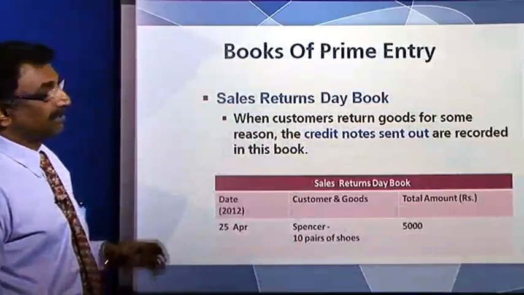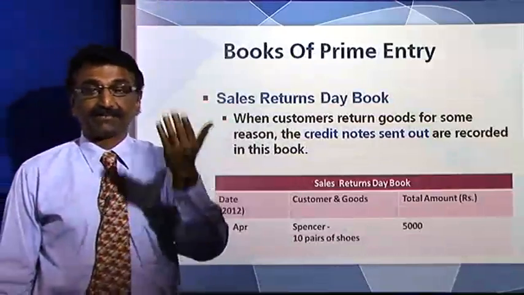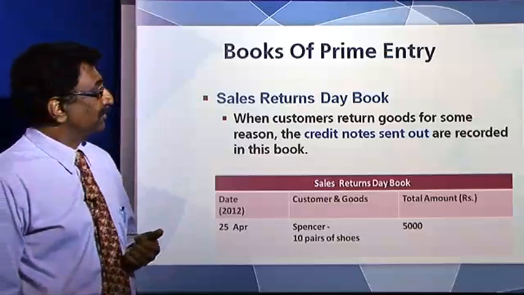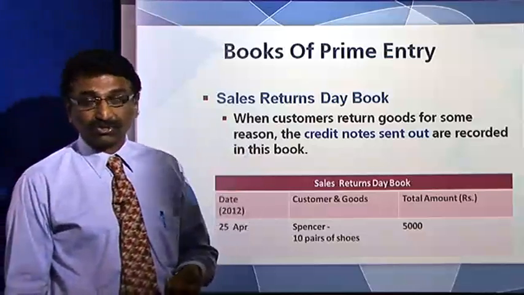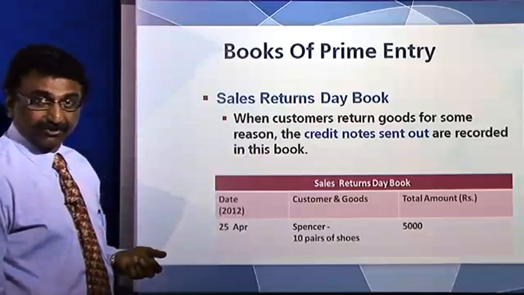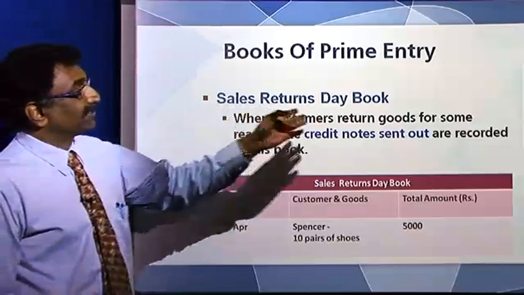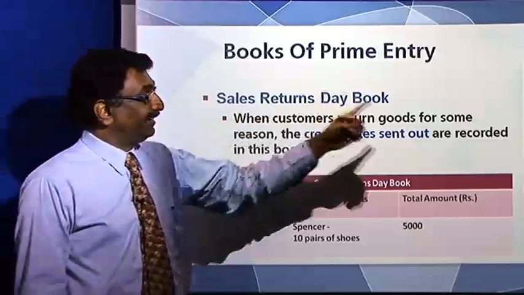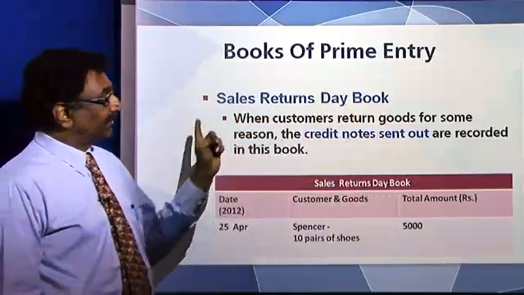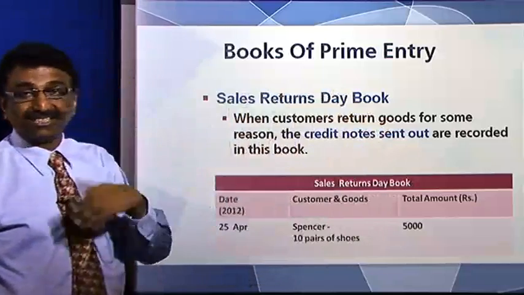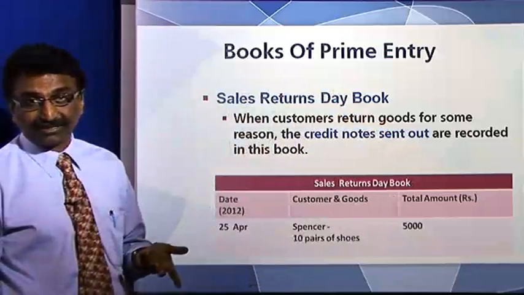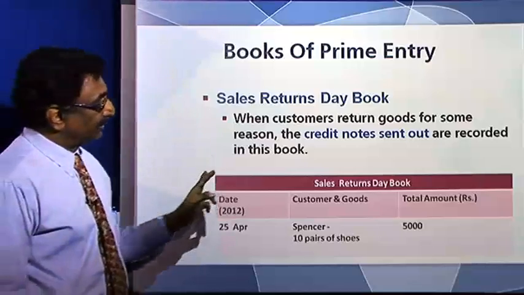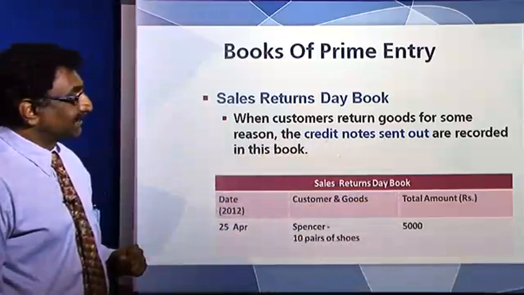Then we have something called the sales returns. When you have sold goods to your customer, you may have situations where customers return the goods back to you. Now, this is where, as I told you before, credit notes are sent out. Whatever credit note you send out is essentially nothing but an amount that you are asking the customer to reduce from the invoice and pay the balance. These are called the sales returns day book.